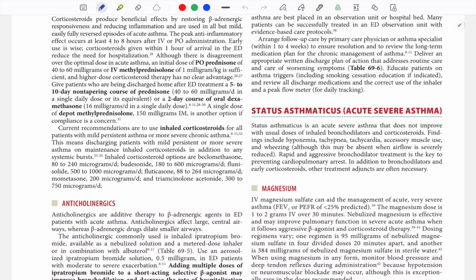Other adjuncts can also be used like magnesium, NIV, HFNC, ketamine and epinephrine. So IV magnesium can aid the management of acute very severe asthma. The dose is 2 gram in 100 ml NS, IV over 30 minutes. Nebulized magnesium is also effective and may improve pulmonary function.